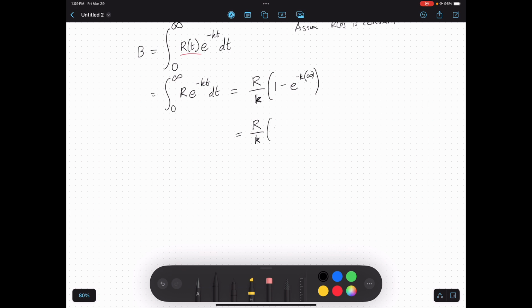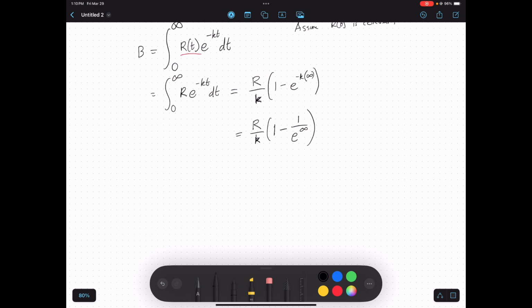But inside here, since I have a negative in my exponent, I can rewrite this as 1 over e to the k times infinity. Well, what's k times infinity? Since k is just a constant, if I multiply that by an infinitely large value, of course that's still going to be infinite. So I can go and replace this with infinity.